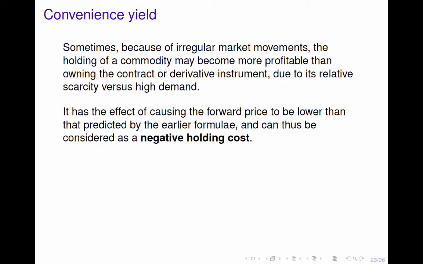In this case, holding the oil physically is more profitable than having a forward contract on hand. Thus, the forward price would be lower than that predicted by the formula we learned earlier. To account for this so-called negative holding cost, here comes the concept of convenience yield.